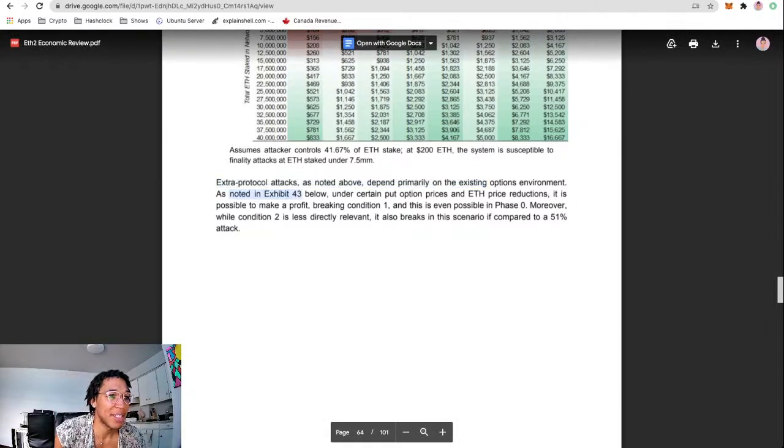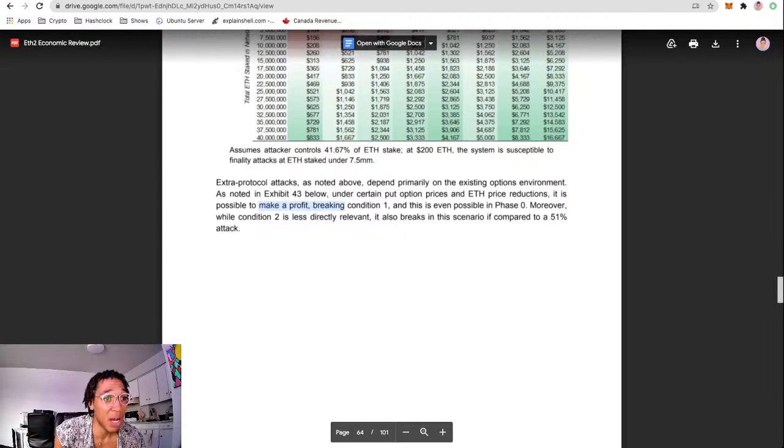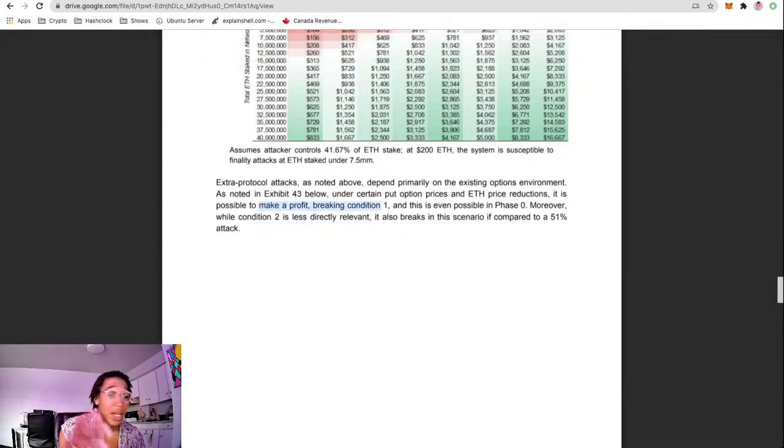As noted in Exhibit 43 below, under certain put option prices and ETH price reductions, it is possible to make a profit breaking condition 1. So again, we're talking now about potentially attacking the network in general and shorting the price of ETH. And this is even possible in phase 0. Moreover, while condition 2 is less directly relevant, it also breaks. It also breaks in this scenario if compared to a 51% attack.